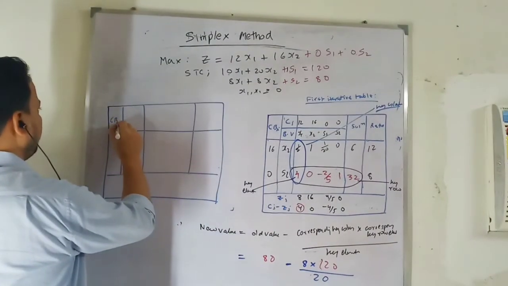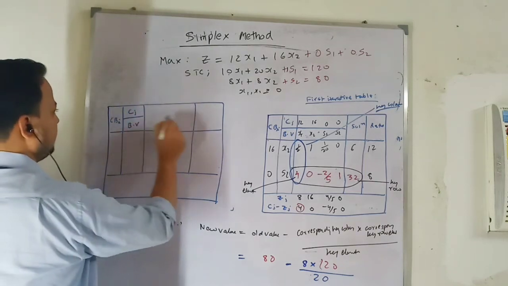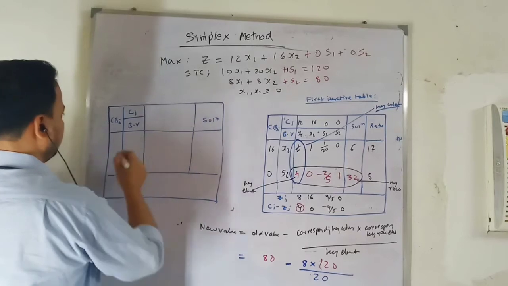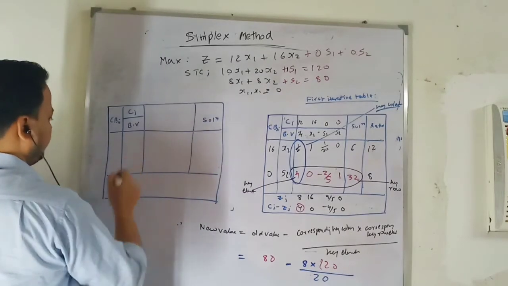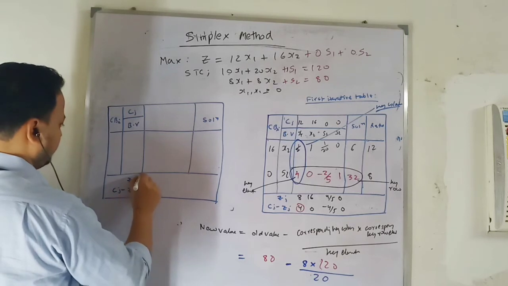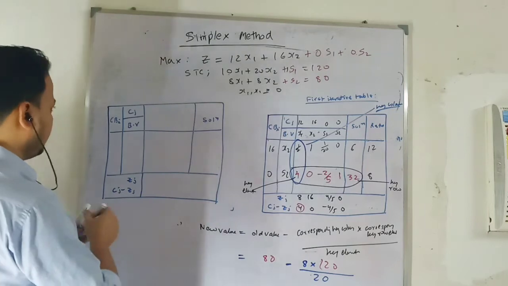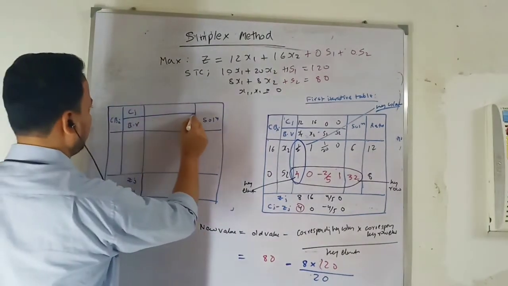Here you have coefficient of basic variable, coefficient of the objective function, basic variable, solution. Okay. And I will write this later. This will be Zj, Cj minus Zj. Okay. So this term will remain the same. It is not going to change.